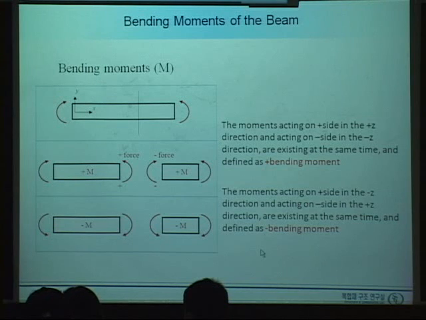Now, how about the bending moment? Well, we also need to define a sign for the bending moment. And again, here is the plus x surface, right? And this is the moment, the z-directional moment. Z-directional moment.